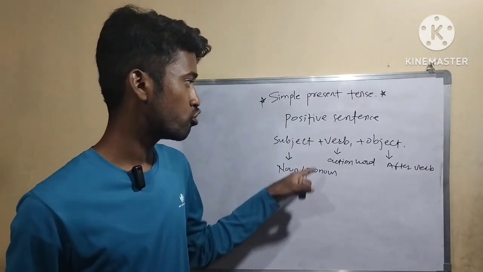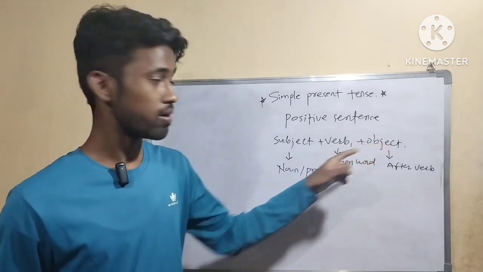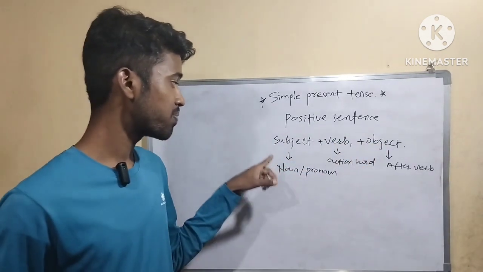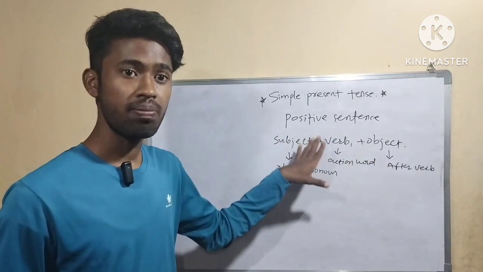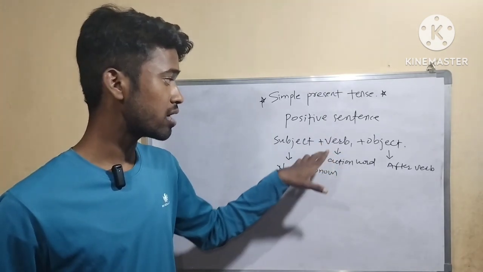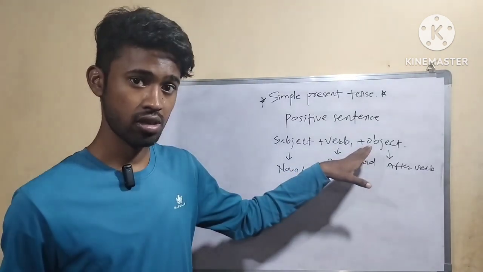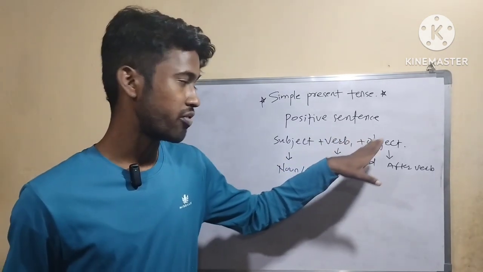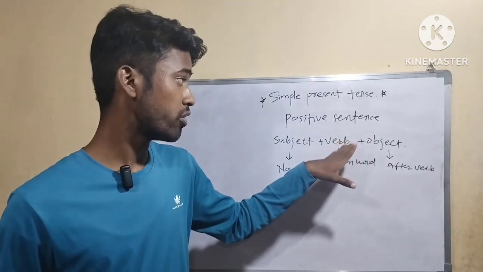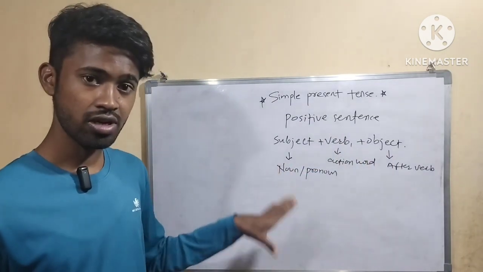Subject plus verb plus object. So what is the subject here? Subject can be noun or pronoun. After that, verb. What does it mean by verb? We already discussed that it is an action word. After that, object. Whatever part comes after subject, after verb, that is object. So up to this you understood.